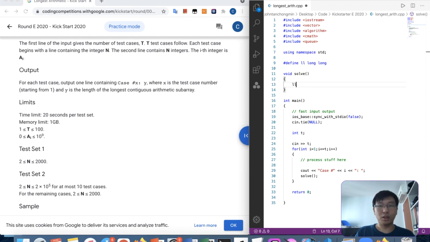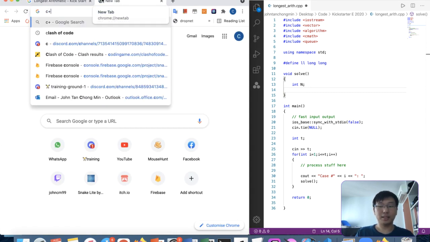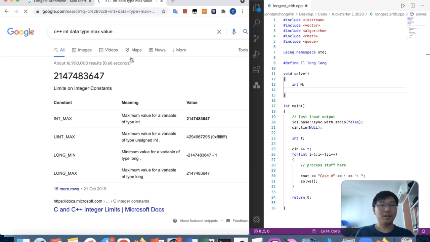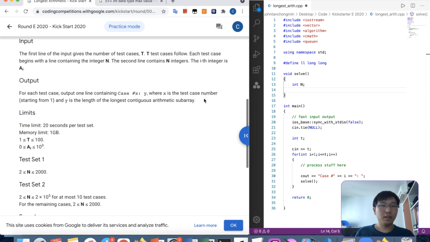So we do a long n first. N is 2 times 10 to the power 5. Actually, n is an integer. Okay, 2 times 10 to the power 5 fits within an integer. Yeah, so you can see the C++ integer data type max value. You can see that it can hold up to this amount here. So 2 times 10 to the power 5 can fit in. Okay, so this is the n.